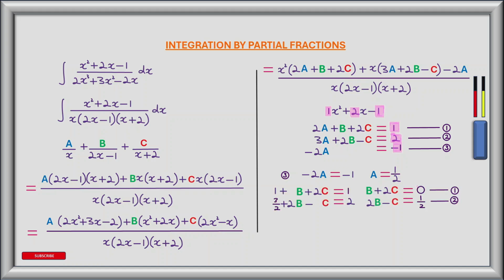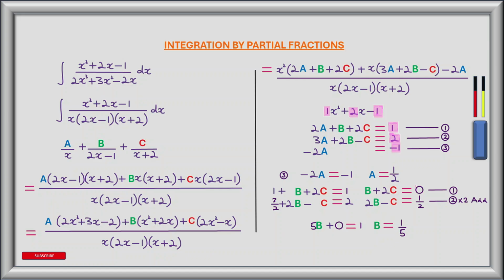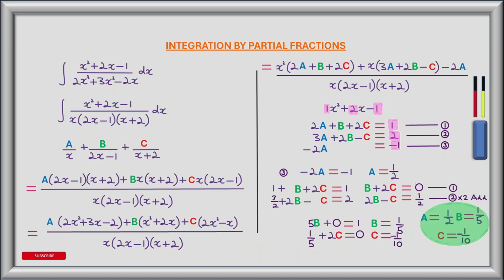If we now substitute for a equals a half in equations 1 and 2, equation 1 becomes b plus 2c equals 0, and equation 2 becomes 2b minus c equals a half. Now multiplying equation 2 by 2 and then adding the equations, we can eliminate c. This leaves 5b plus 0 equals 1 and allows us to solve for b, which in this case is 1/5. Now, substituting 1/5 for b in equation 1 allows us to solve for c.